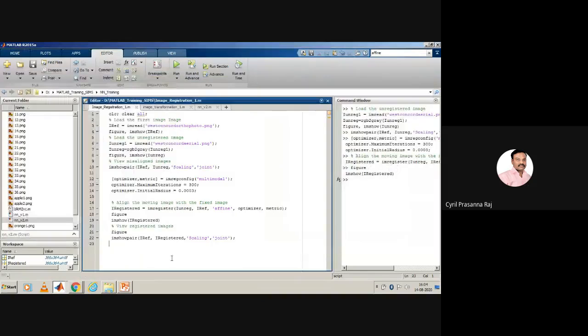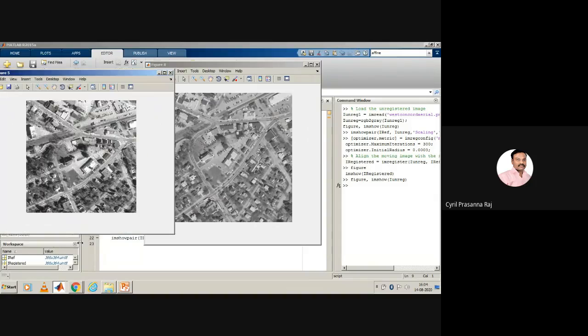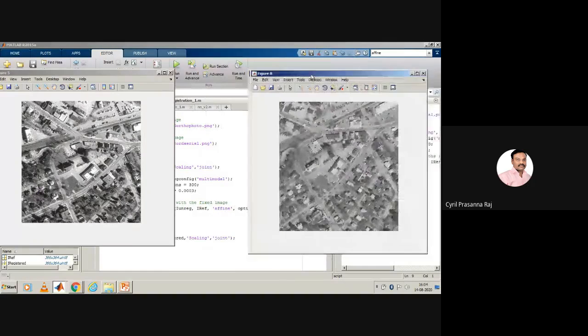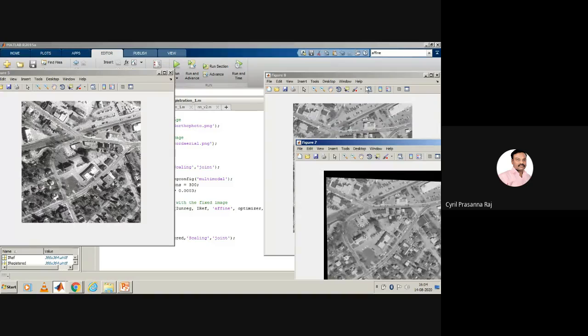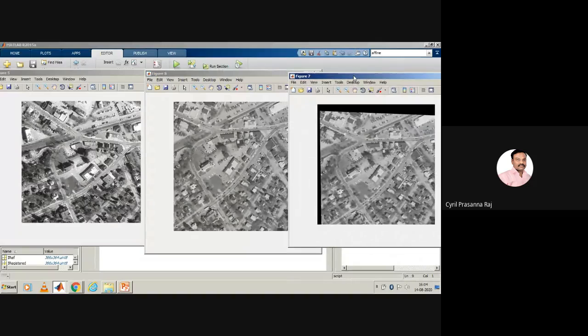Then we'll also see what is this images, and the deformed image. So figure 8 is a deformed image. Figure 5 is the reference image, and this is the figure 8. This is registered image. This is the input reference image, the deformed image, and the registered image.